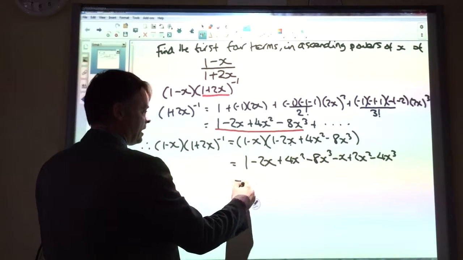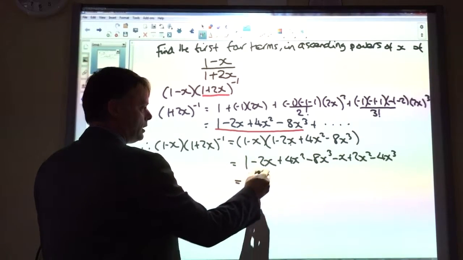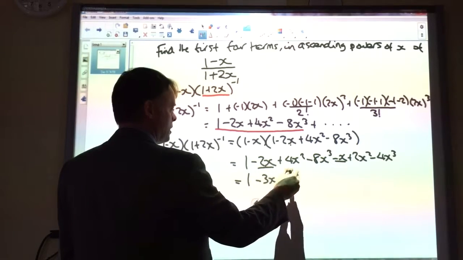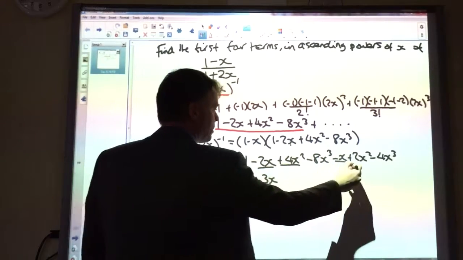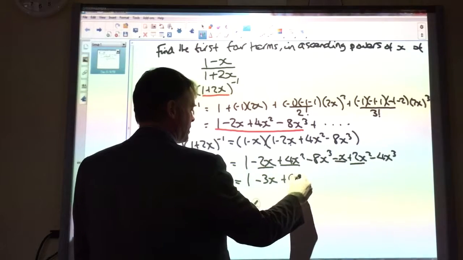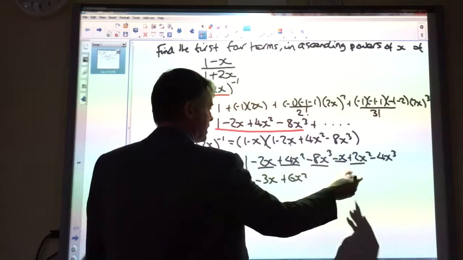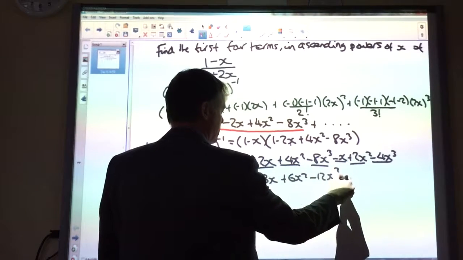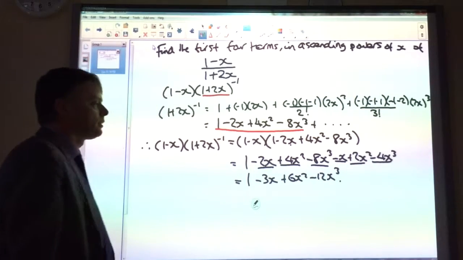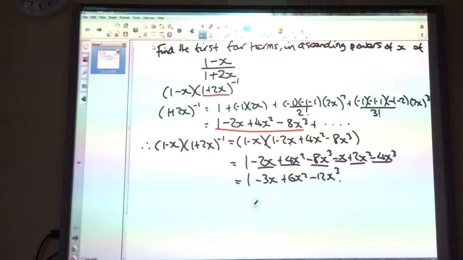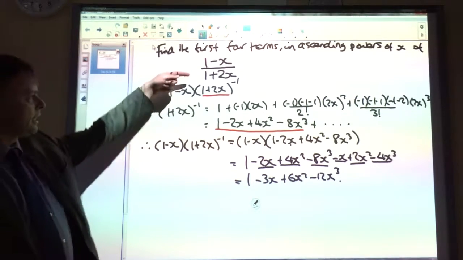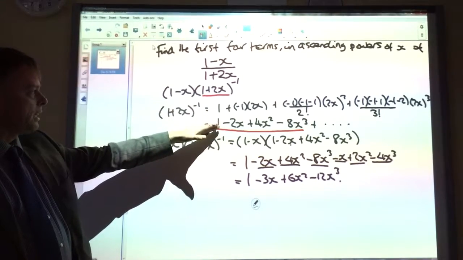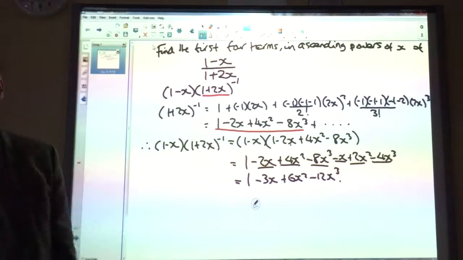And then it's just a case of collecting things together. So I've got 1, I've got minus 2x minus x is minus 3x, 4x squared plus 2x squared is 6x squared, minus 8x cubed minus 4x cubed is minus 12x cubed, and we're done. So technique then is do the expansion bits separately and then do the multiplication bit at the end.